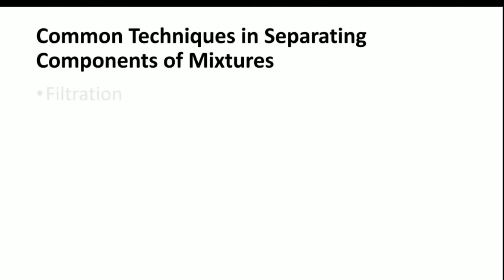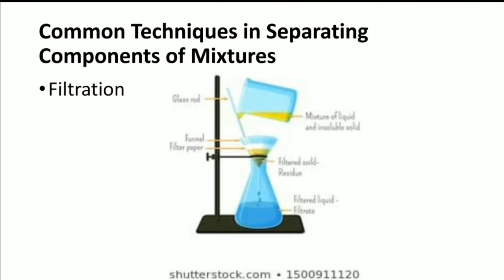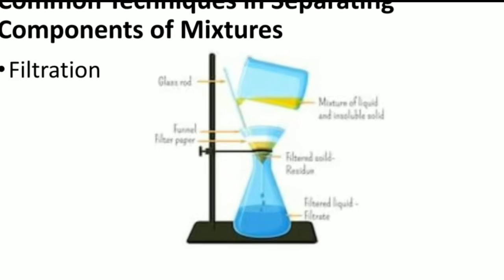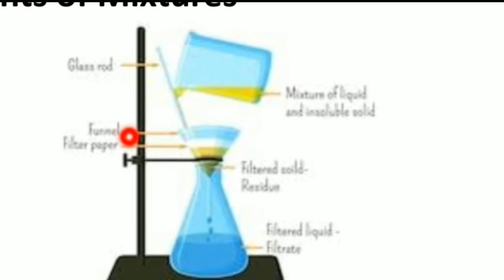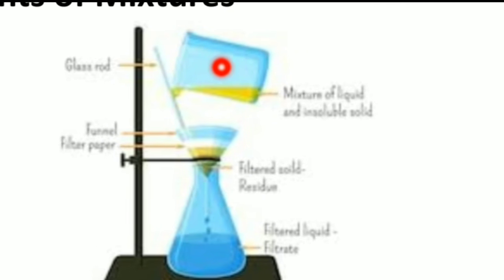Another is filtration. There are specific lab apparatus that are used. As you can see here, you have some apparatus like the glass rod, one container and another container. This container contains the mixture. The other container is to collect the liquid portion. We have here the funnel that supports the filter paper. The filter paper is the one that filters or separates the solid component from this mixture.